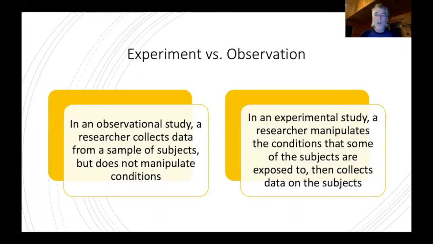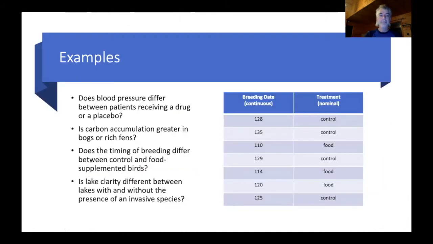If you recall, an observational study occurs when the researcher collects data from a sample of subjects but doesn't manipulate the conditions that some of those subjects experience. In contrast, in an experimental study, the researcher manipulates some of the conditions that the subjects are exposed to and then collects data on both the experimental subjects and the controls.